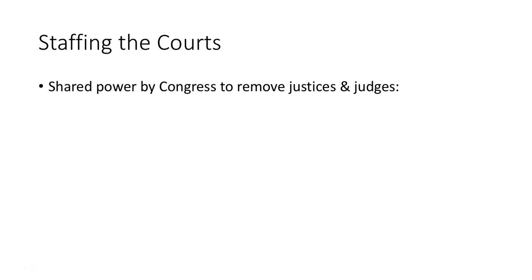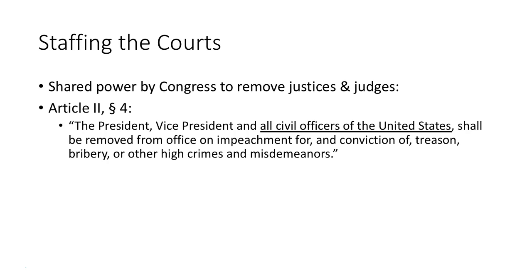And again, I would point back to Article 2 that deals with the executive branch, but Section 4, there on page A19, right before Article 3. Article 2, Section 4 talks about the President, Vice President, and all civil officers of the United States. So any civil officer, meaning not just members of the cabinet, but also justices and judges, are considered to be civil officers of the United States. They can be removed from office on impeachment.